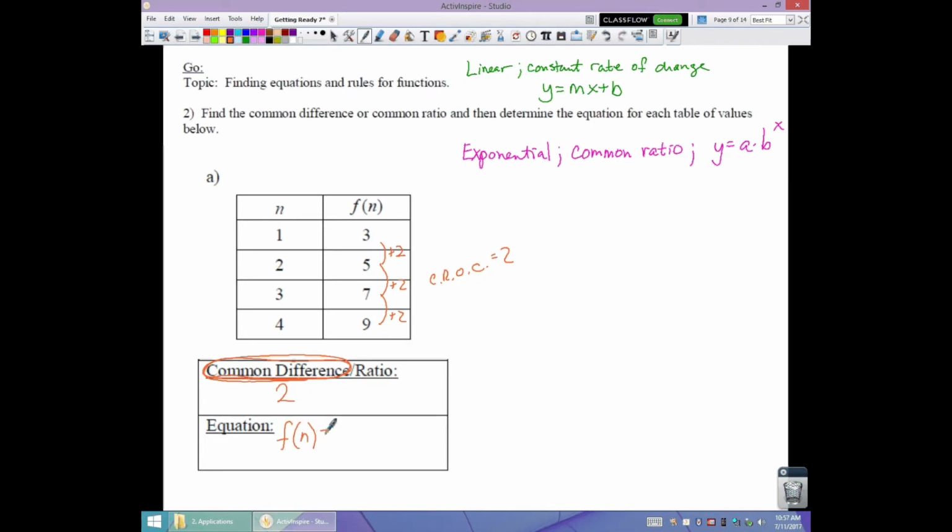F of n equals, we take that constant rate of change times our independent variable, and then we need to add on the y-intercept, or the 0th term. So let's take this pattern back one more space to get to when n equals 0, the y value. If we had been going up 2, we would have to decrease 2, it would be 1. So 2n plus 1.